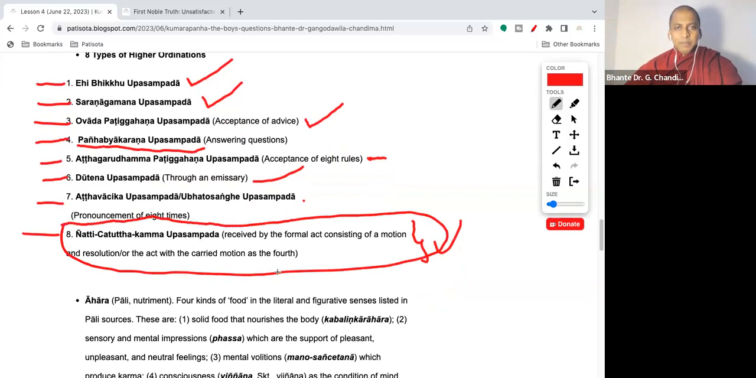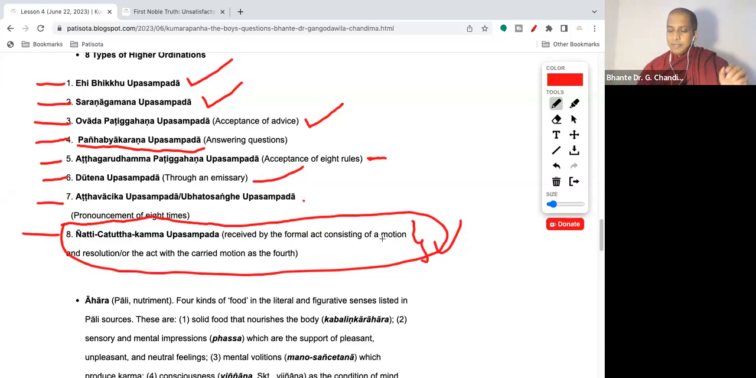Nyatti Chatutta Kamma means received by the formal act consisting of a motion and resolution. The motion is, let's say, the Sangha say that this novice, we would like to higher ordain this novice, to a bunch of other Sangha, a community of other Sangha. Then the other Sangha who are present over there have to approve it. Do they say yes or no? How do other monks say yes or no to the motion?